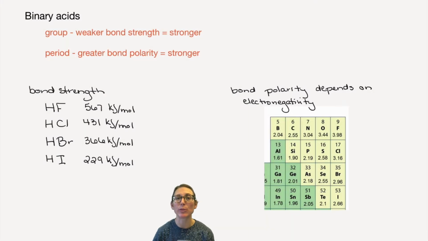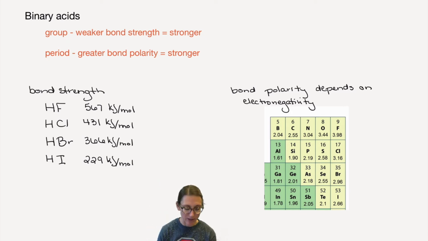As we look at how these play out in binary acids, it turns out that the defining feature depends on whether you're looking at the trend vertically within a group of acids or horizontally within acids as they change across a period as you change those elements. Within a group, bond strength wins.